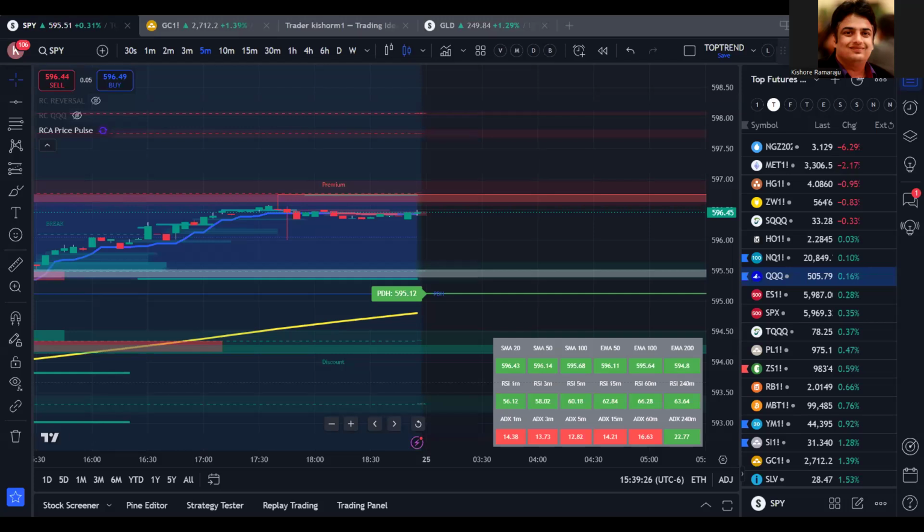The reversal indicator you can use for both stocks and options. That will show you when there is a bigger bullish move or bearish reversal.